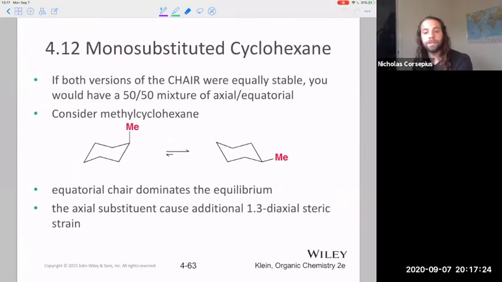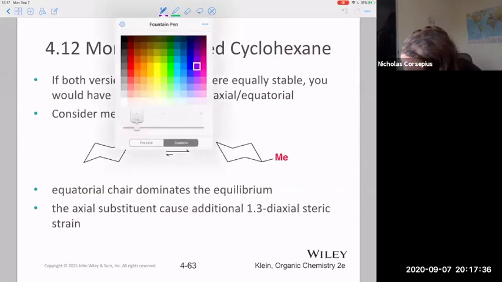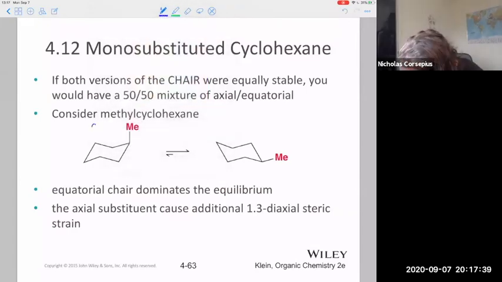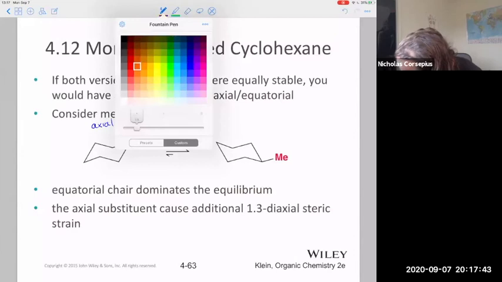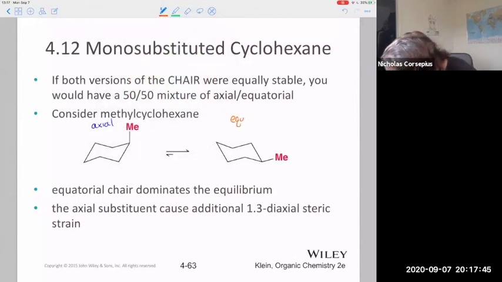So where are we going with this? The idea is that not all conformations are the same. If we take methyl cyclohexane, for example, we have two possibilities. It can be in the axial position, so that would be this guy, or it could be in the equatorial position. So which one would be more stable?